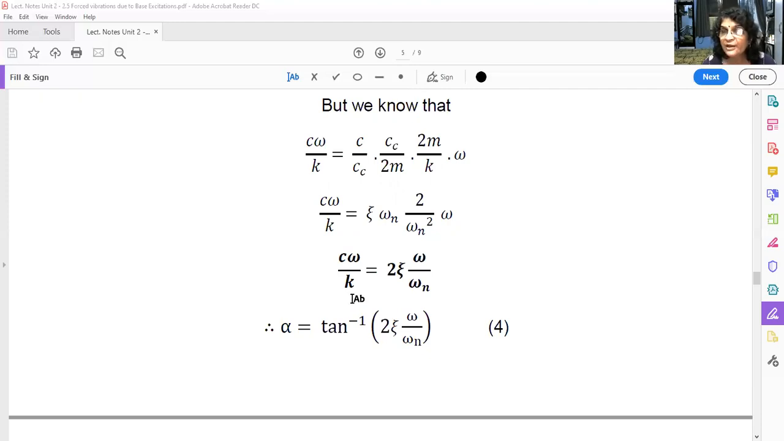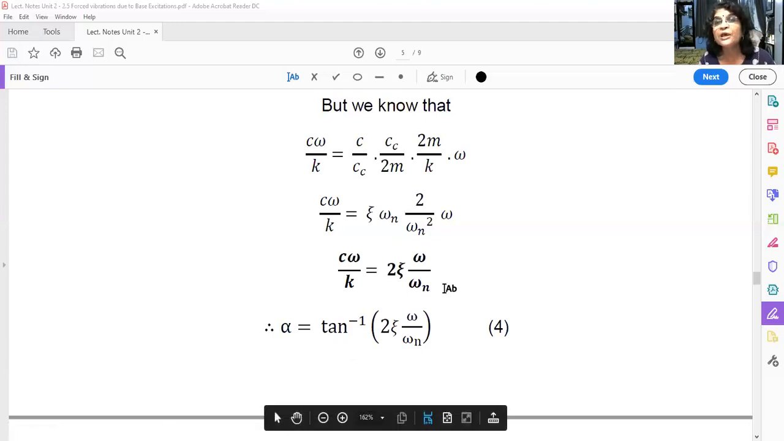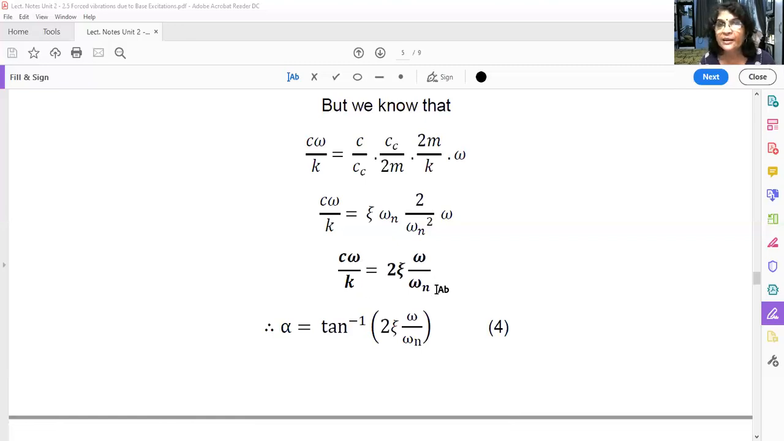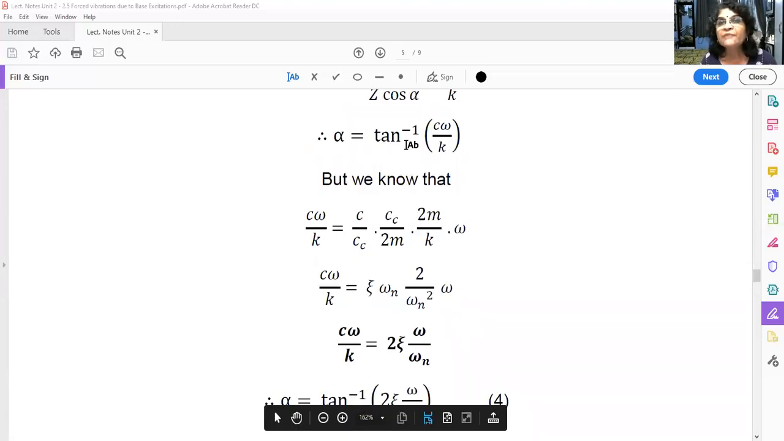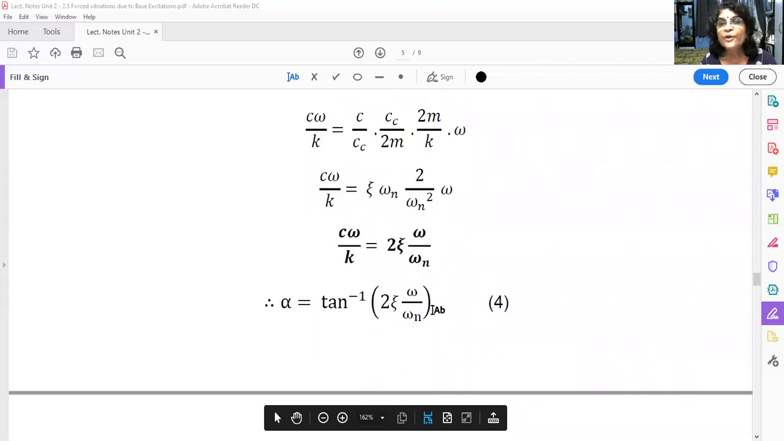Okay, and further you will recall, whenever there is a term c omega upon k, you can write down 2 zeta omega upon omega n, because we want to analyze everything in terms of frequency ratio. All the variation of damping factor of different amplitudes we are going to study, or analyze, in terms of frequency ratio. That's why c omega upon k we always write as 2 zeta omega upon omega n. So this alpha will be given now: alpha is equal to tan inverse 2 zeta omega upon omega n.